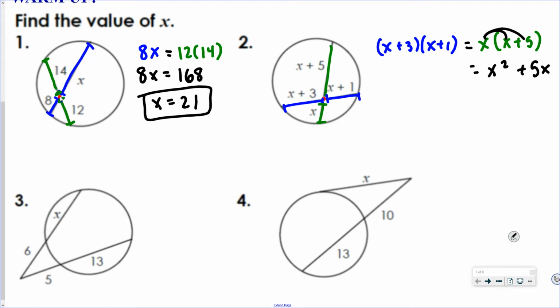Over here, you're just distributing as well. You just have to distribute the x. So x times x is x squared. X times 1 is x. And you have to distribute that second term. So 3 times x is 3x. 3 times 1 is 3. Okay. Now I do have some like terms right here, so I'm going to go ahead and add those together.